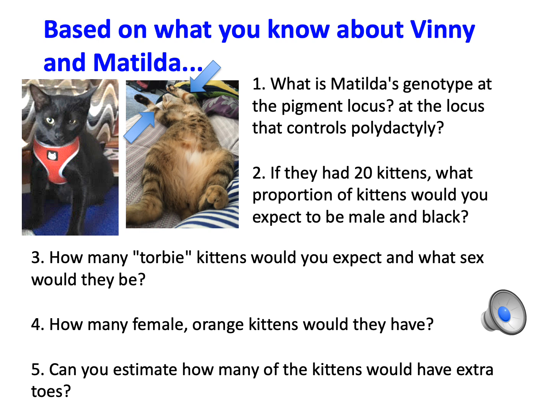Also, Dr. Noonan mentioned that Matilda only has 5 toes. So based on what you know about color and polydactyly in cats, you can try to answer the questions listed here, and I will walk you through them on the next slide. Keep in mind that these are hypothetical, of course, because Vinny and Matilda are both fixed, so can never have kittens.